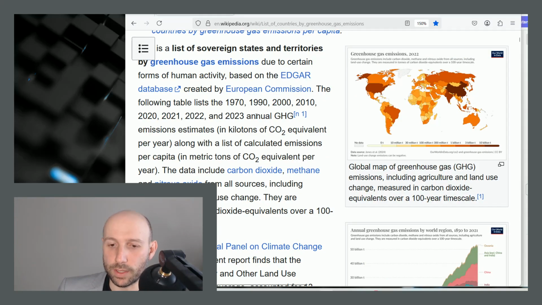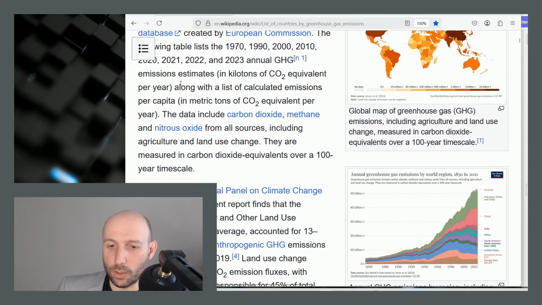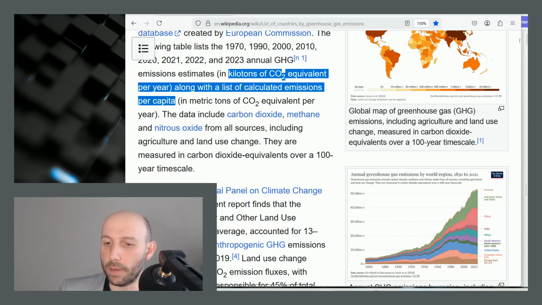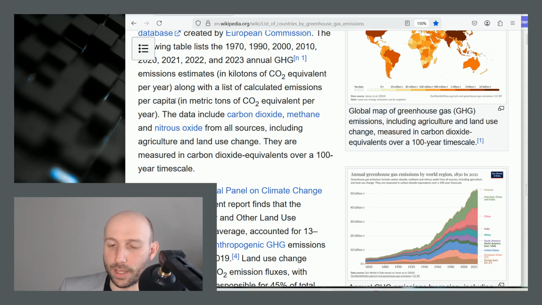Okay, so that's what they mean here when they're talking about kilotons of CO2 equivalent per year. Along with a list of calculated emissions per capita. Per capita means you're taking the kilotons of CO2 equivalent and dividing by the country's population. So if a country has a small population, then you're dividing by a smaller number, you end up with a bigger per capita figure, right? Assuming the same CO2 equivalent emissions. If a country has a larger population, you're dividing by a larger number, and the result is smaller.